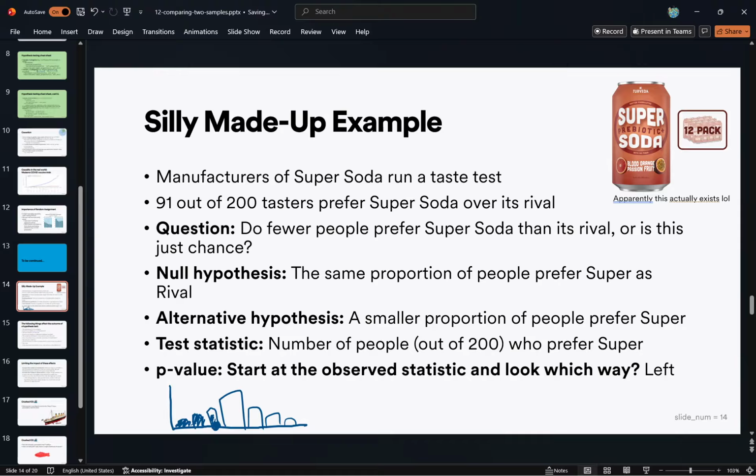That would be the more extreme direction. How many times does your test give you a value of 91 if you're assuming that just as many people like Super Soda as the other one, as Coke? How many times did we see only 91 people saying that they liked it, or 90, or 89, or all the way to the left, right? Anything smaller than that would also lead us to conclude that fewer people like Super Soda. So how often did I see a value like this, or even more extreme? That's trying to see how often this alternative hypothesis appears in our simulated stuff. So yeah, let's try that and see what happens.